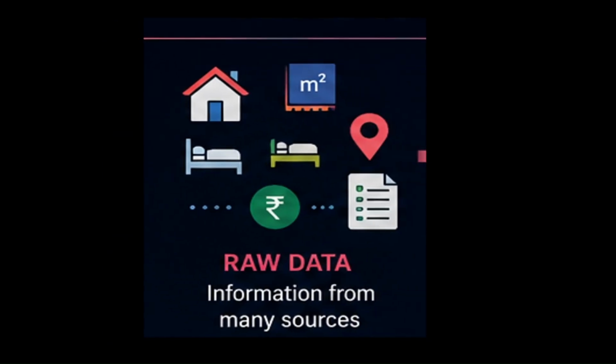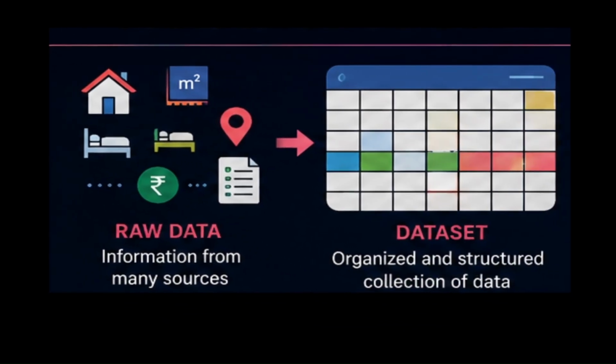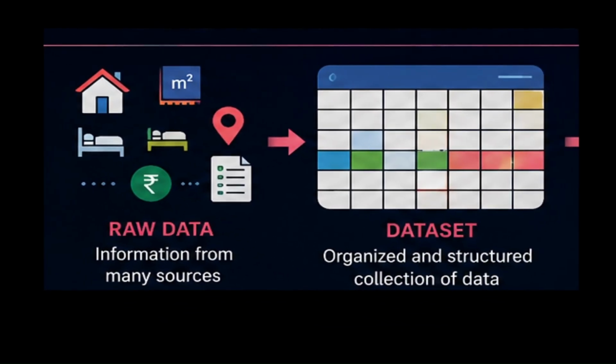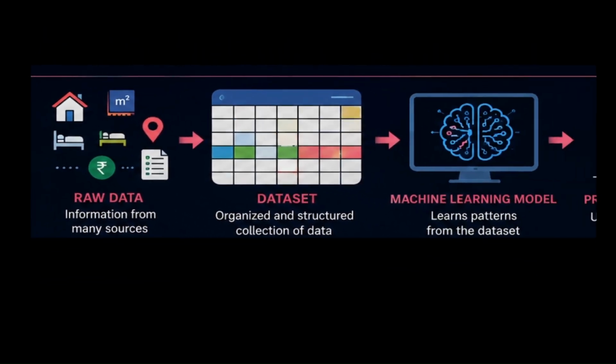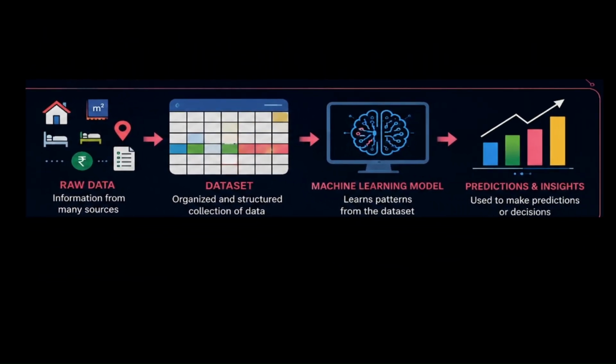Suppose we collect information about many houses for house price prediction. We may have information such as house size, bedrooms, location, house age, and price. So instead of keeping all this information as separate raw facts, we organize it in a structured format, usually in rows and columns. So this organized collection of data is called a data set. In simple words, we can say a data set is an organized collection or a table of data.